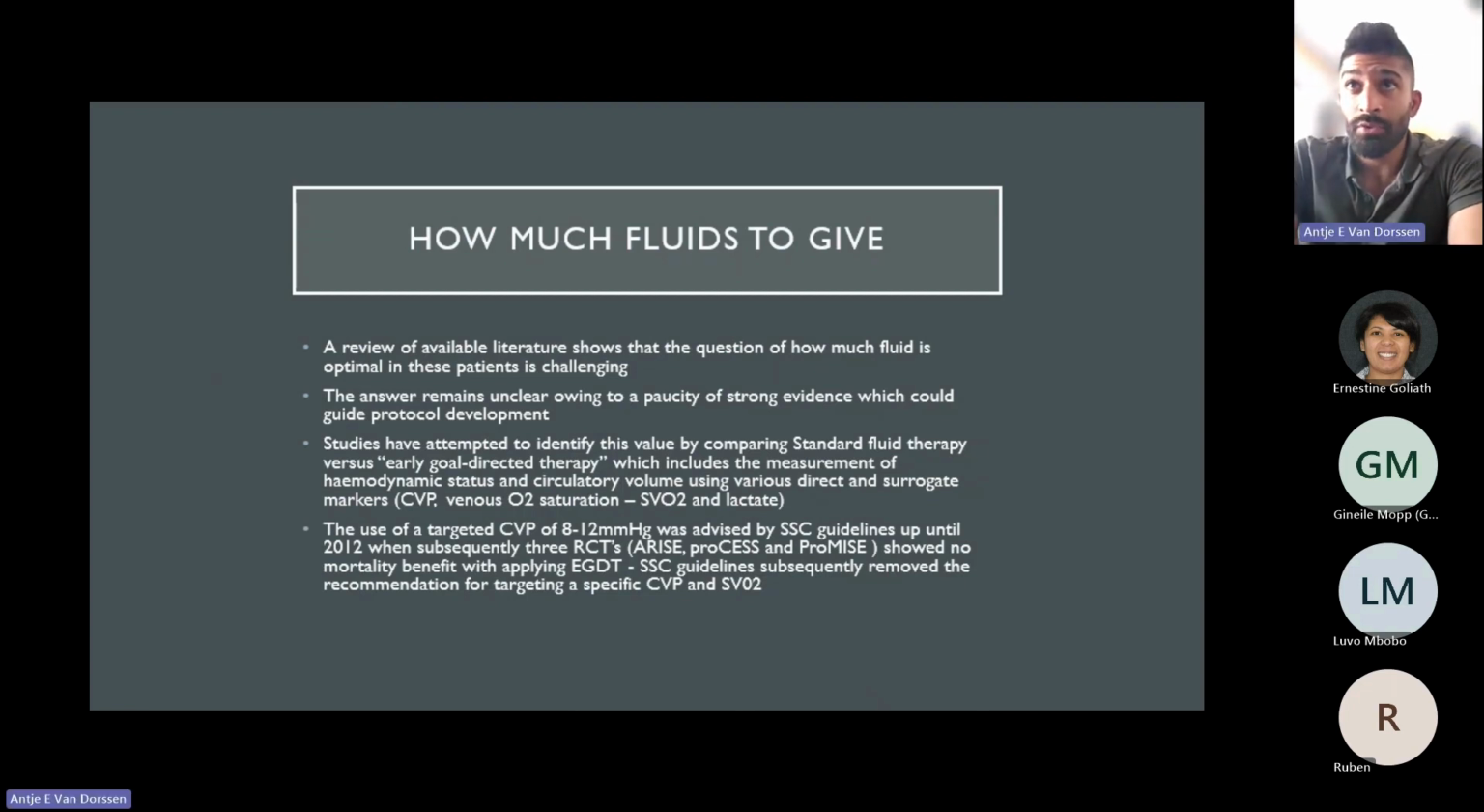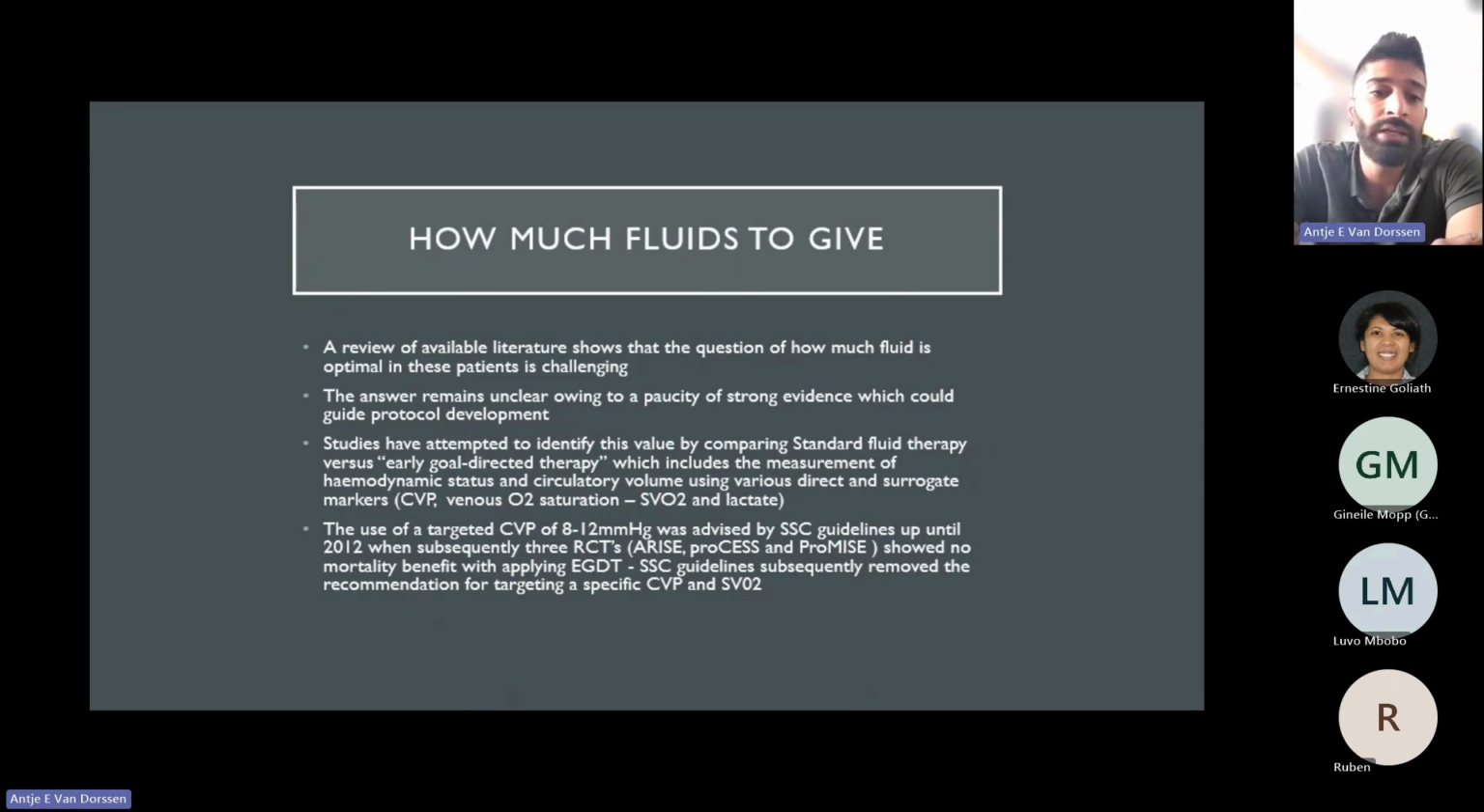So there's sort of clear-ish guidelines on which fluids to give. However, how much fluids do we give? So a review of the available literature shows that the question of how much fluid is optimal in these patients is actually quite challenging. The answer remains quite unclear owing to the paucity of strong evidence which could guide the development of protocols.